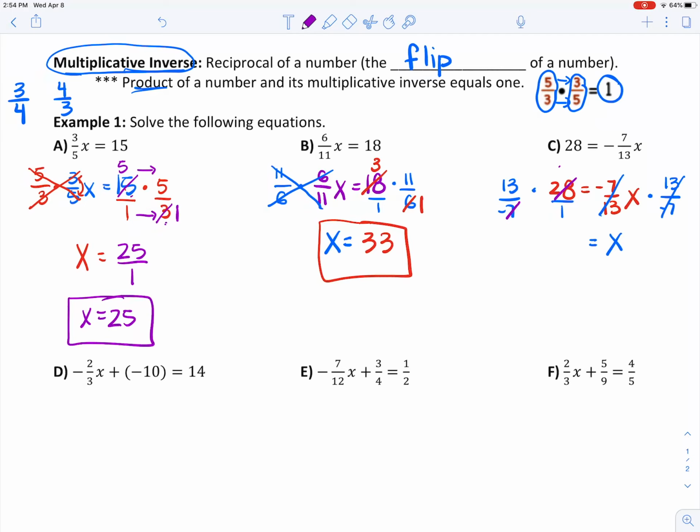Let's see, negative 7 and 28 can both be divided by 7. If we divide them by 7, this is what we get. So now we have 13 times 4, which is 52. And negative 1 times negative 1 is a negative 1 times 1, is a negative 1. 52 divided by negative 1 is negative 52.